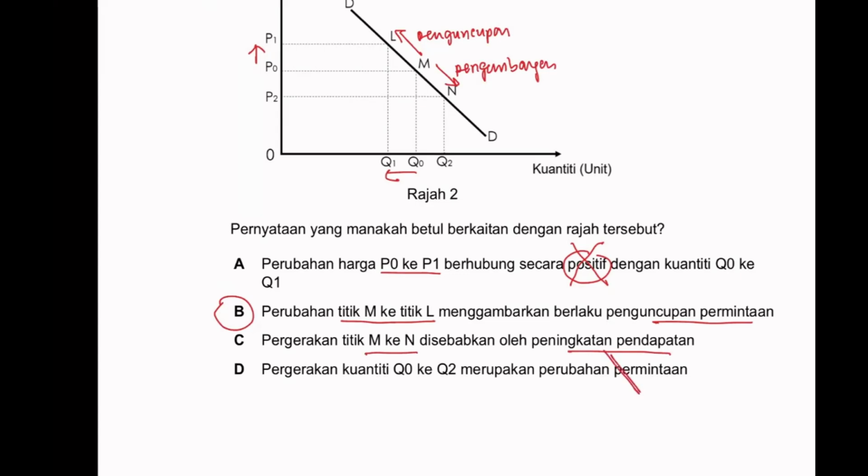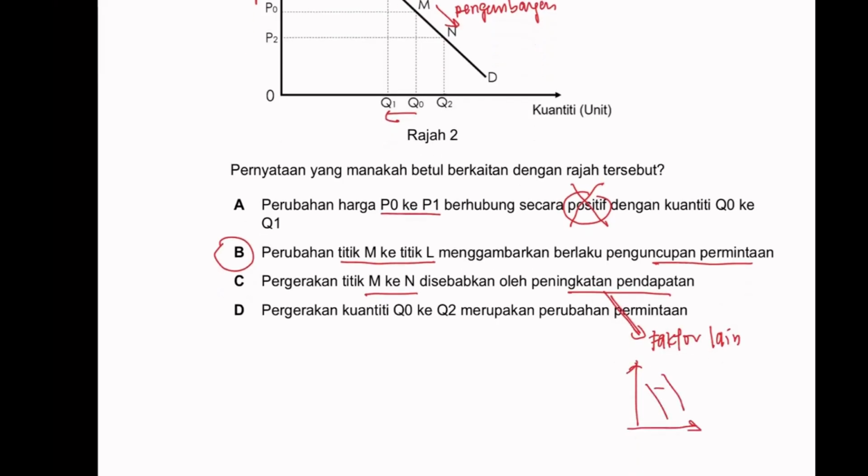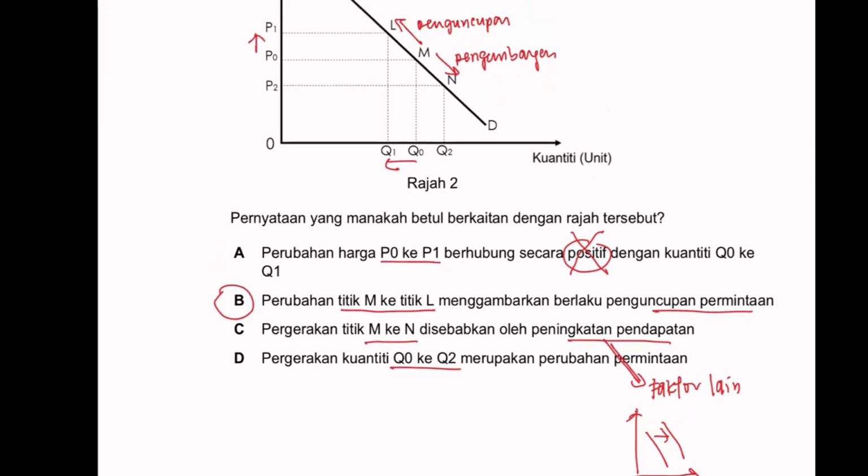Now, peningkatan pendapatan is a faktor lain. When there is a faktor lain, your graph should go left or right, and it is not moving along the line. Q0 ke Q2. Perubahan permintaan? No, the word used is wrong. You shouldn't use perubahan permintaan, but perubahan kuantiti diminta, because you have only one garisan. So you cannot use perubahan permintaan. You should use perubahan kuantiti diminta. Understand?